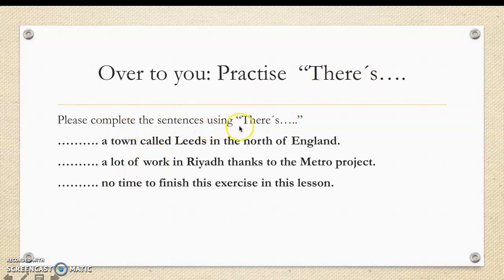Please complete the sentences using there's. So we have a town called Leeds in the north of England, and we want to make a sentence. What do we put here?